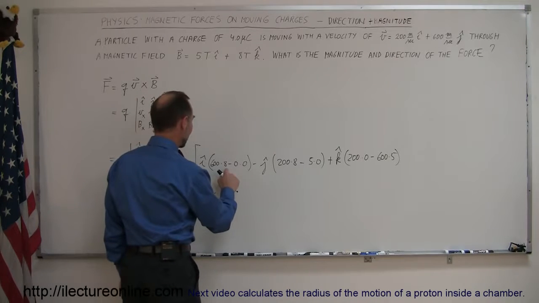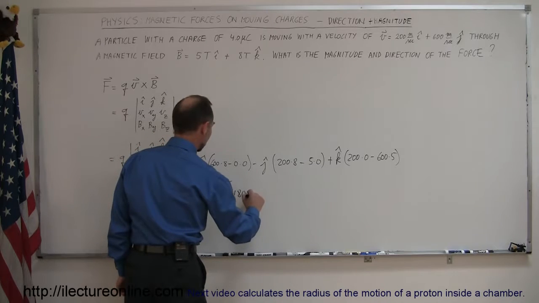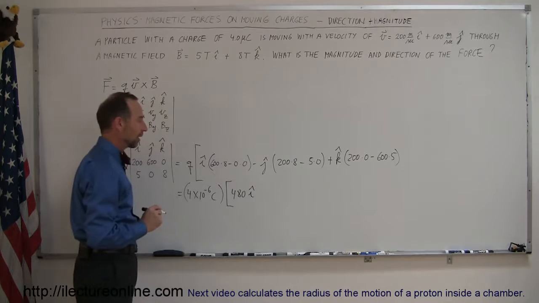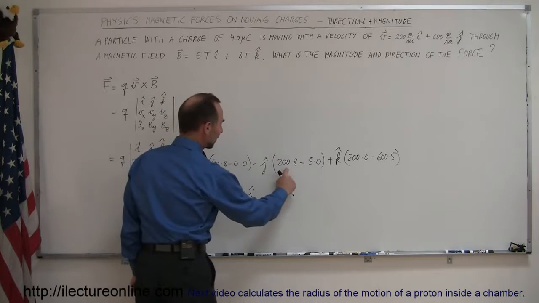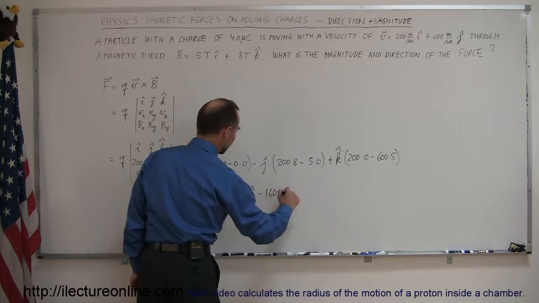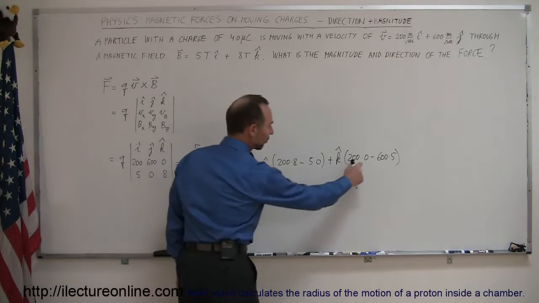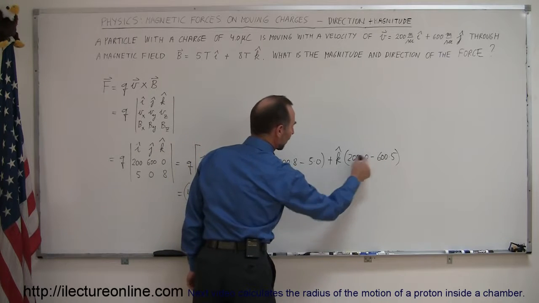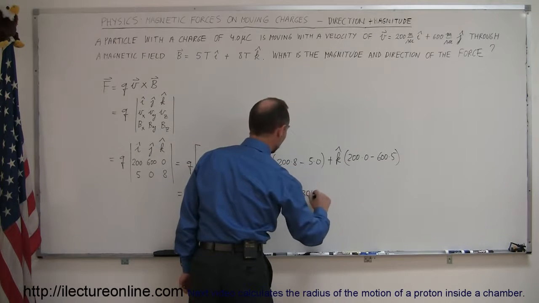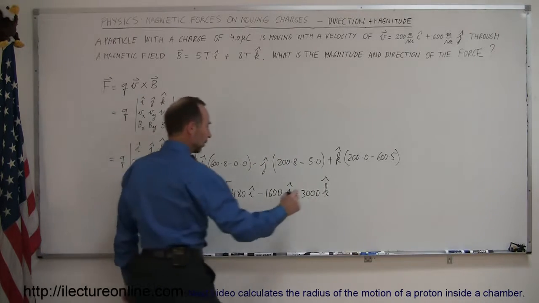So we have 600 times 8 minus 0, which is 4,800 in the x direction. Here we have 1,600 in the j direction, but it's minus j, so it's minus 1,600 in the j direction, or the y direction. And here this is 0, that is minus 3,000, so minus 3,000 in the z direction. Okay, so we close the brackets.